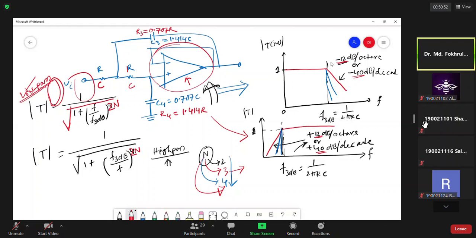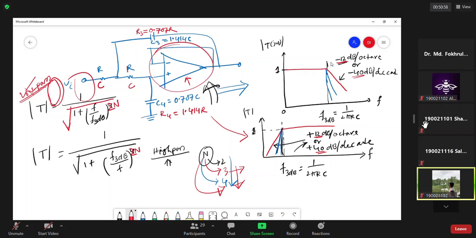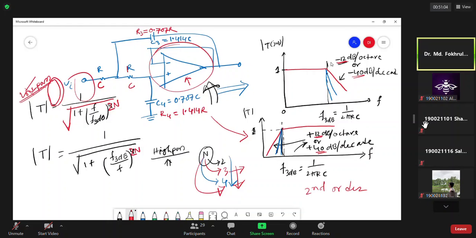Okay, I am not going to the higher order now. So for the time being, you can conclude up to second order. Okay, up to second order. Is it okay? Yes sir.